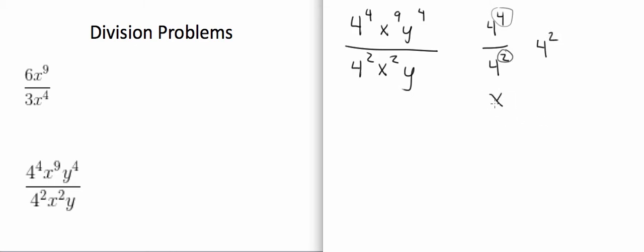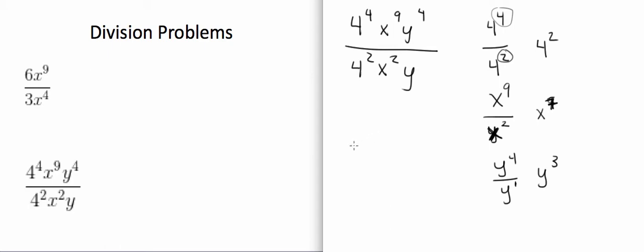Then we also have x to the ninth over x squared. Bases are the same, which means we subtract our exponents. We have x to the seventh. And then the last one, we have y to the fourth over y. Remember, if it's just y, that's implying y to the first power. That gives us 4 minus 1, so that gives us y to the third.